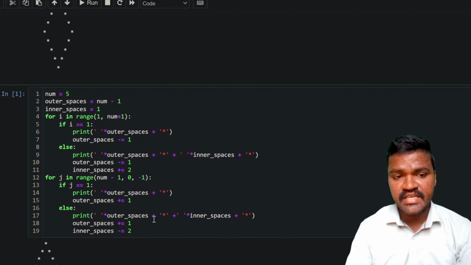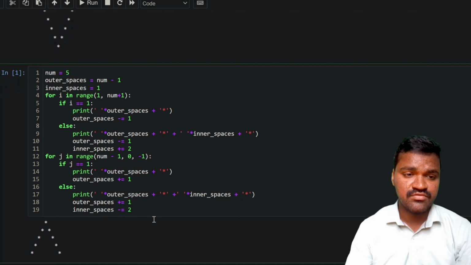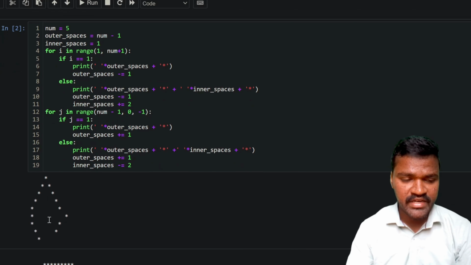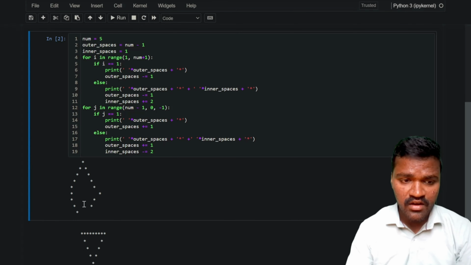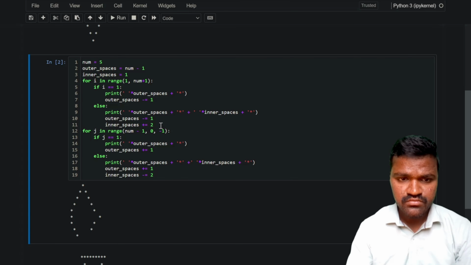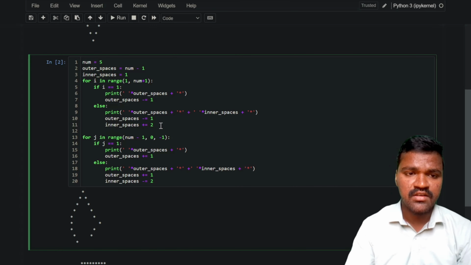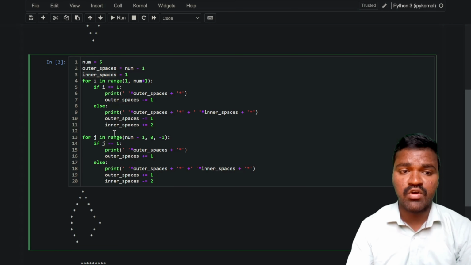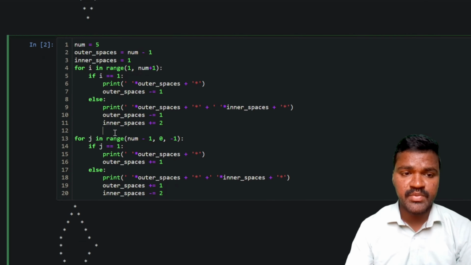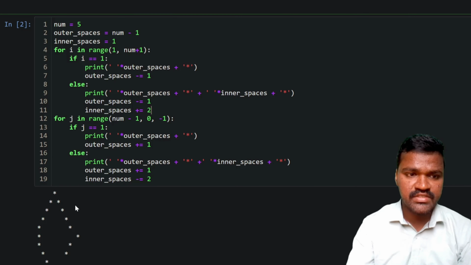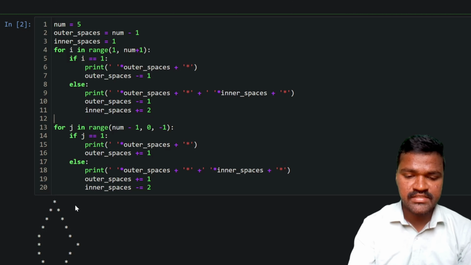So if I execute this, I might not be able to get the actual pattern. If I execute this, I am getting this kind of not so good looking pattern. The reason is that we have two problems here. We are actually using the outer spaces and inner spaces that we used for the previous pattern. So for that reason, we are getting this particular thing. So we can actually fix that. So how? Let us see.